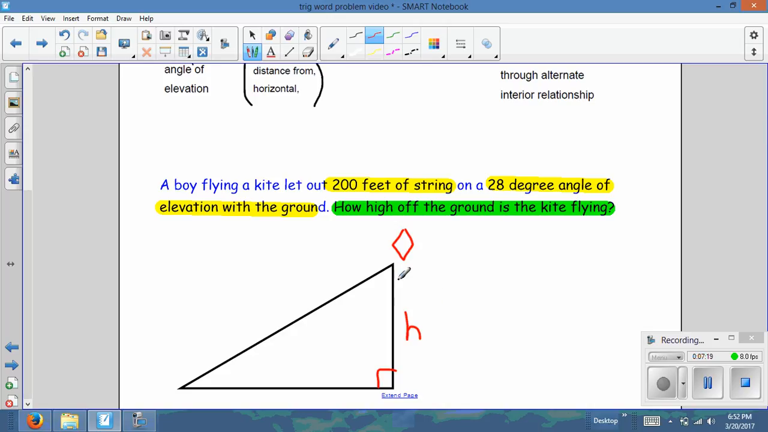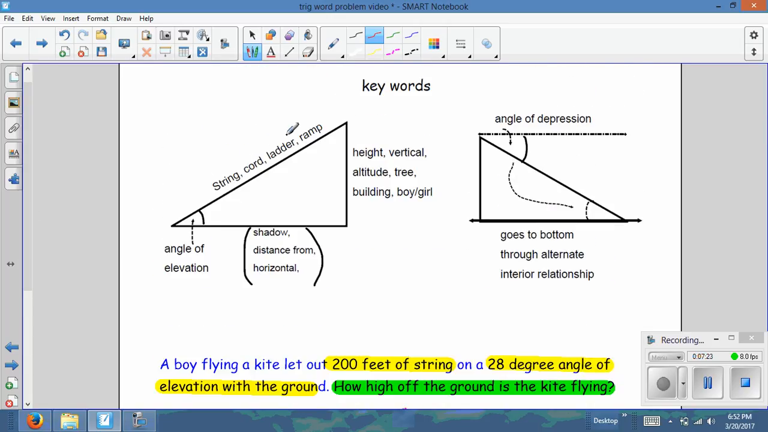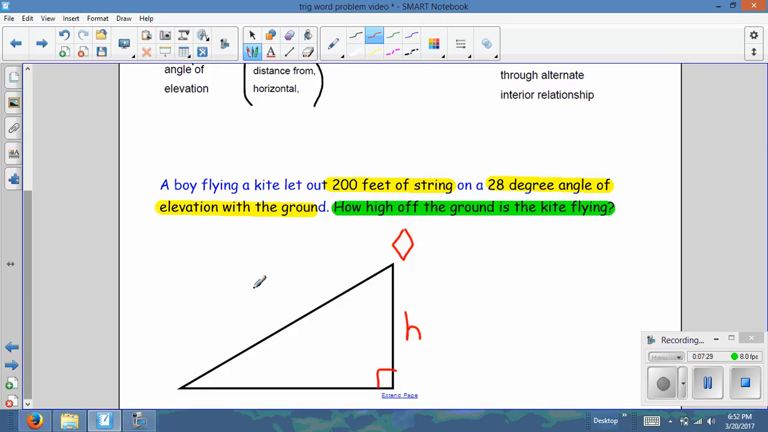So why is this kite string not this? Because kite string is always going to be with the string, cord or wire. It's always going to be a hypo. So my 200 is actually going to be the hypo. Okay, so then I need to put this angle in here. 28-degree angle of elevation with the ground. Well, I can just throw that down there.